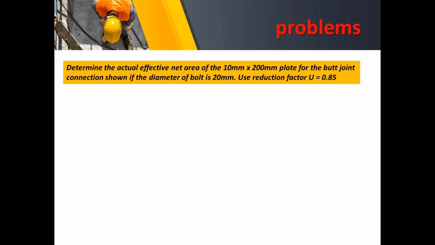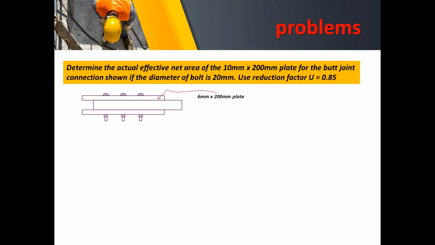So let us say we have here a problem in SI units. Determine the actual effective net area of the 10 by 200 millimeter plate for the butt joint connection shown if the diameter of bolt is 20 millimeters. Use reduction factor U equal to 0.85. So in here we do not bother ourselves in the calculation because the reduction factor is already given.